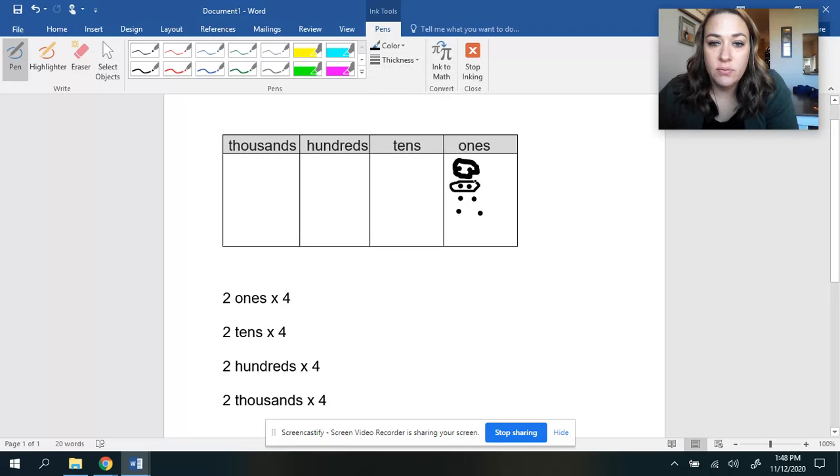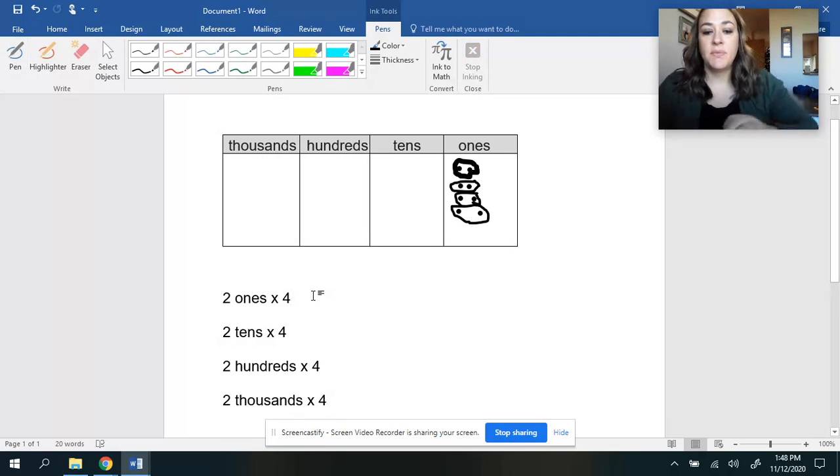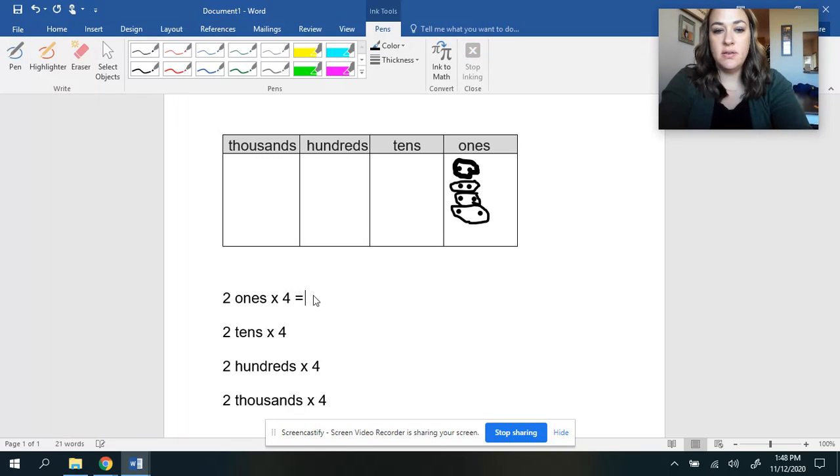Groups of 2, because that's really what we're doing when we multiply. We are showing multiple groups of that number. So I have 1, 2, 3, 4 groups of 2. So 2 ones times 4, and then we can count up how many we have. 2, 4, 6, 8. So if we were to come down here and say 2 ones times 4 is equal to 8 ones.